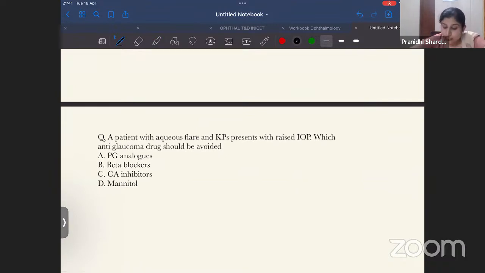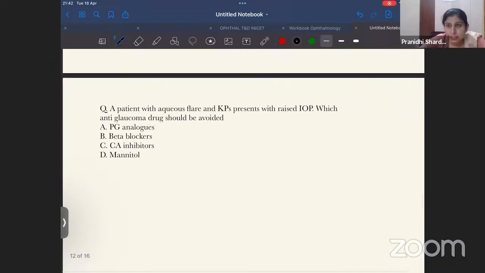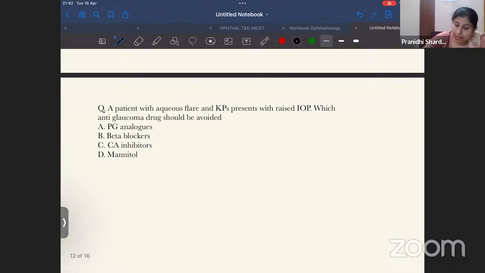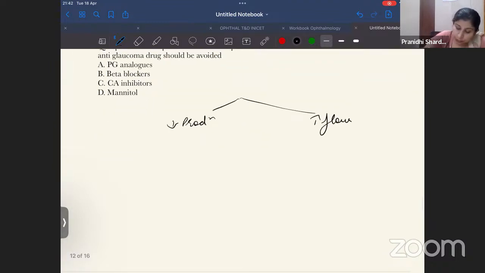A patient with aqueous flare and KPs presents with raised intraocular pressure. Which of the anti-glaucoma drugs should be avoided? We always discuss pharmacotherapy of glaucoma, a very important topic. We always discuss the mnemonics for the pharmacotherapy of glaucoma, as we know there are two main approaches: decrease production, increase outflow. We discussed this already a few days ago.